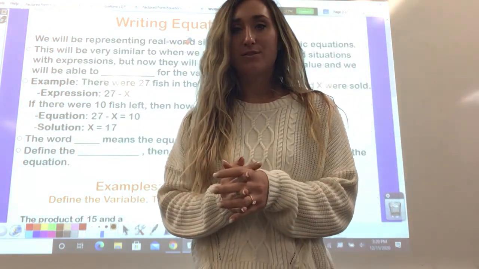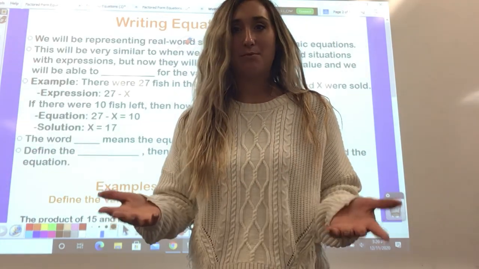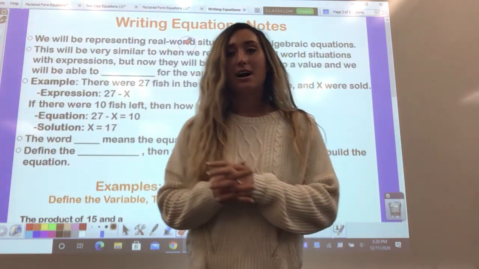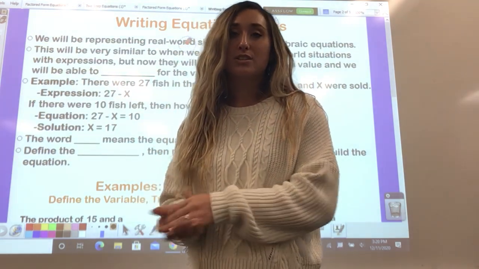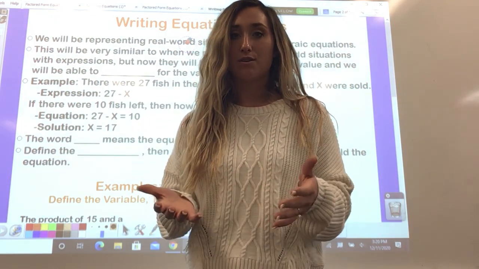Today we are going to be writing equations. So far in this unit we've just learned how to solve them, but really we haven't learned about why that's important or why we use equations or when we use equations. So today we're going to look at real world situations and turn them into equations that we can use to help us solve for real world problems.